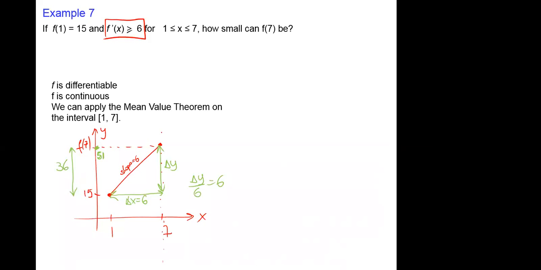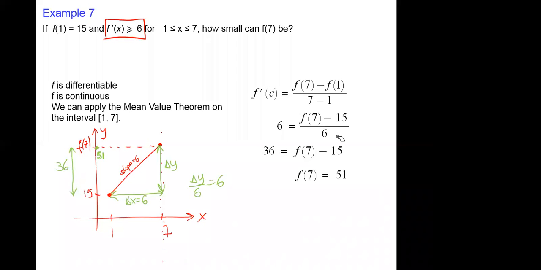And I also typed for you the nice systematic way. That's the smallest possible value of the slope, f of 7, f of 1, and the difference. 6 times 6, 36, and adding 15 is 51.